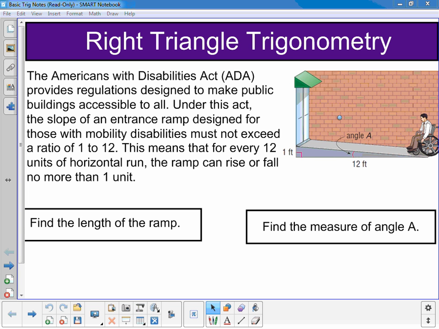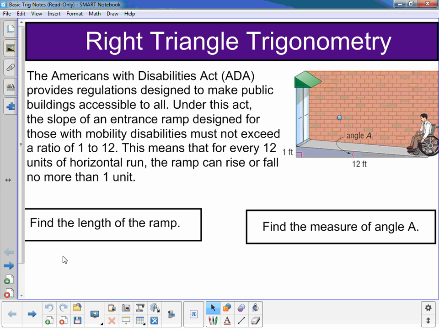Up at the top of your notes sheet, so go ahead and find your notes sheet, pull it out if you haven't already. The first example says the Americans with Disabilities Act provides regulations designed to make public buildings accessible to all. Under this act, the slope of an entrance ramp designed for those with mobility disabilities must not exceed the ratio of 1 to 12. This means that for every 12 units of horizontal run, the ramp can rise or fall no more than 1 unit.